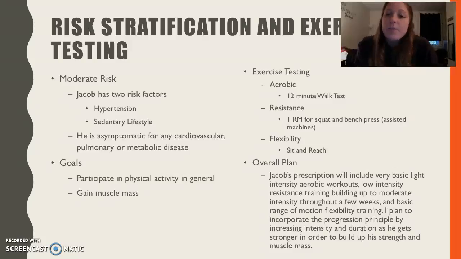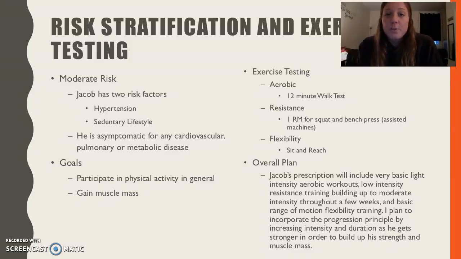The tests I would perform for aerobic exercise would be a 12-minute walk test just to see where he's at, where his heart rate and max heart rate get to. 1 RM for squat and bench press using assisted machines, since he does not work out and to protect his joints. And the sit and reach for flexibility.